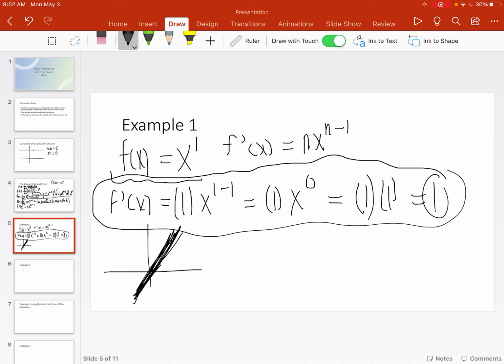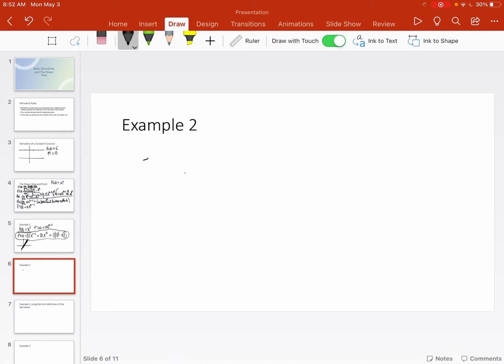So that's a really easy example. Let's go on to something just a little more complicated. Not too complicated, pretty easy, kind of similar. So f of x is equal to x squared.